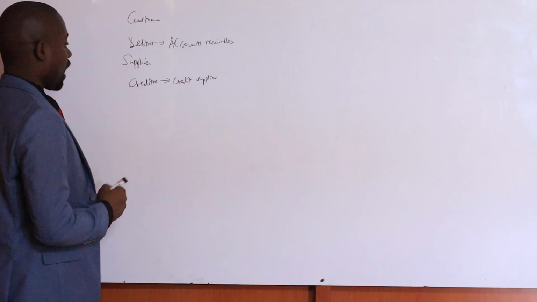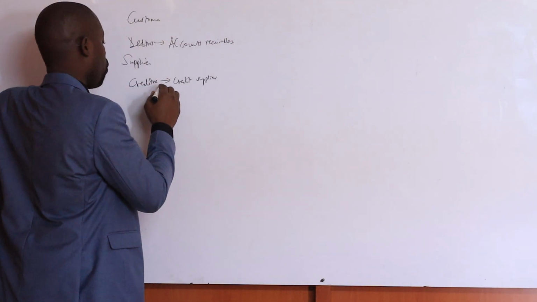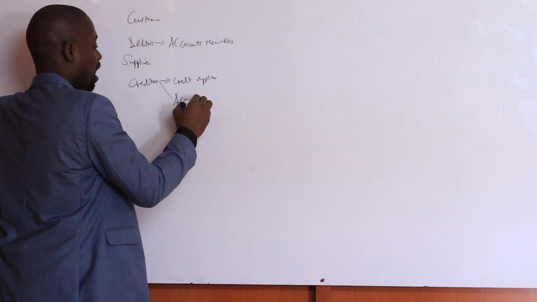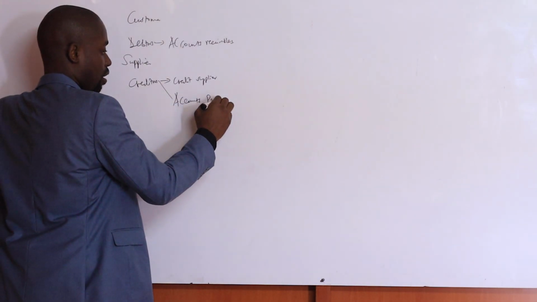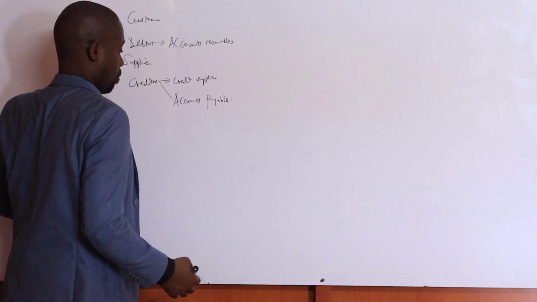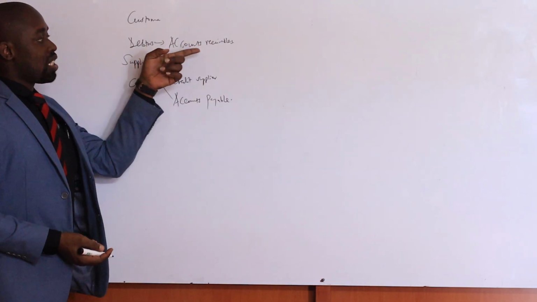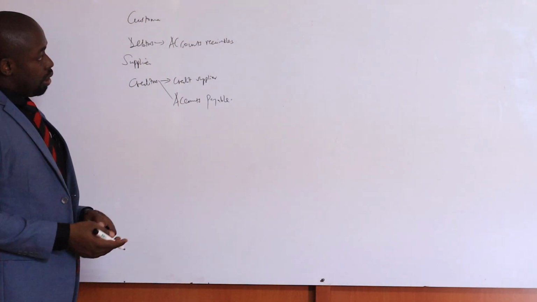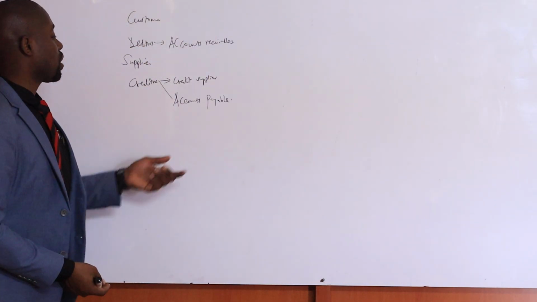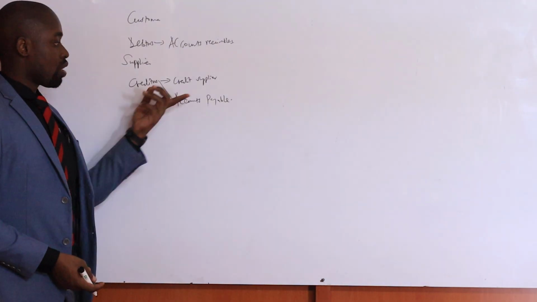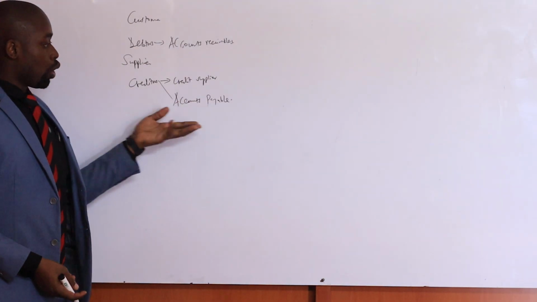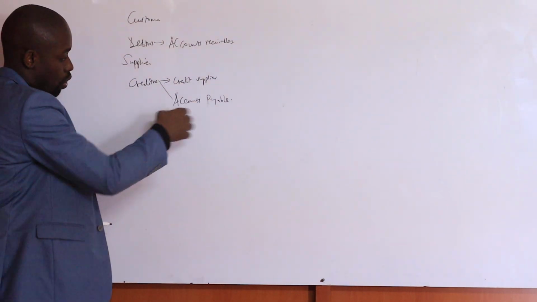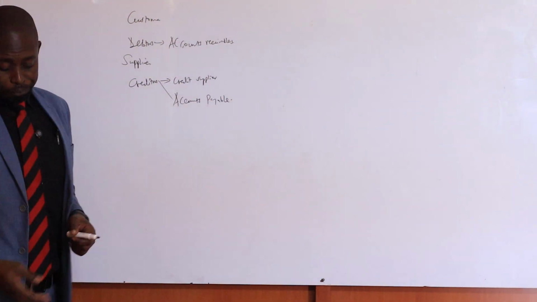So the amount that we owe credit suppliers is called accounts payable. That is, accounts we are supposed to pay, accounts we are supposed to settle. The other one was what? Accounts receivables. Accounts we are supposed to receive money on. That's the debtors. But the accounts we are supposed to pay money on, accounts payable. That's what we owe creditors. So the amount is called accounts payable. The person we owe is called a creditor.